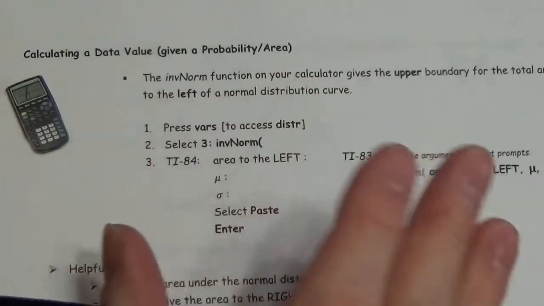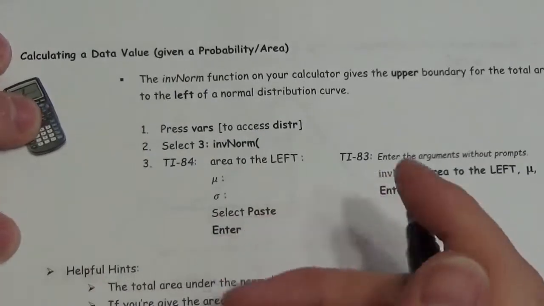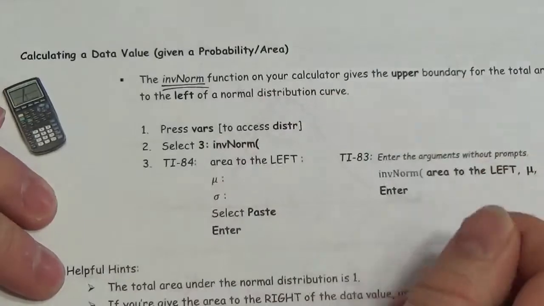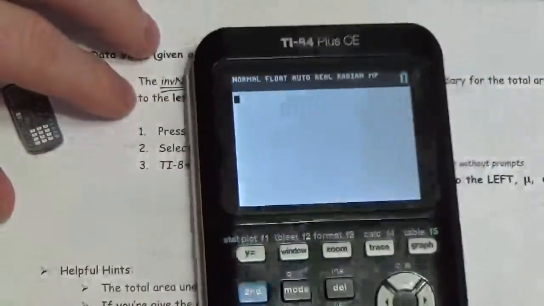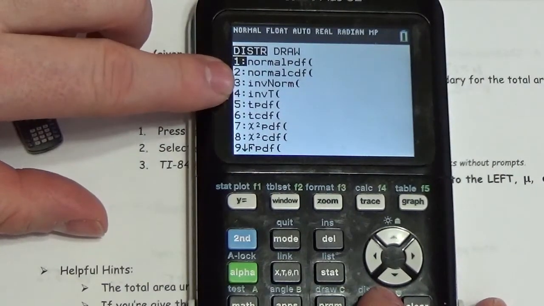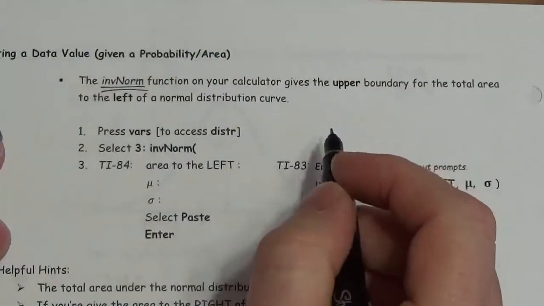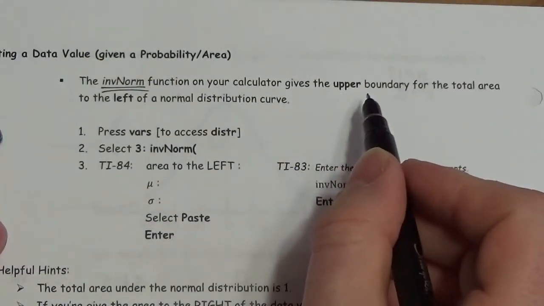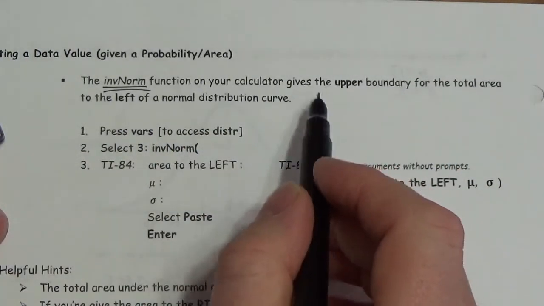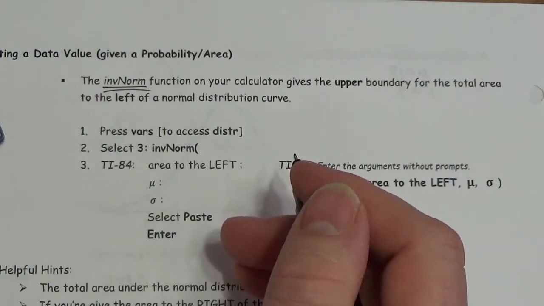So to get around that and to make it so that there's one way of interpreting this, what we do here is we use the inverse norm function on the calculator. And if you go to your distribution menu, so second vars to get into distribution, you'll see it's right below the normal CDF. There's the inverse norm. Now, what it does is it takes an upper boundary and gives you the upper boundary when you give it the total area to the left in a distribution.